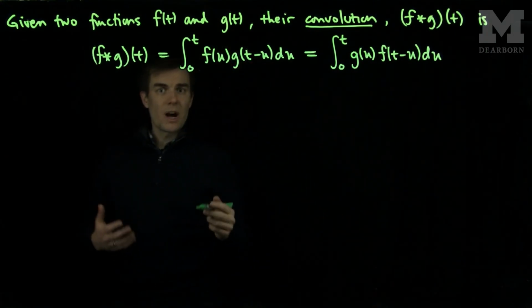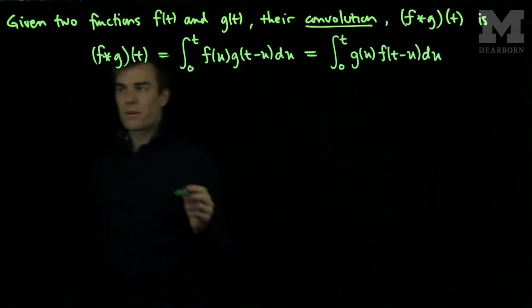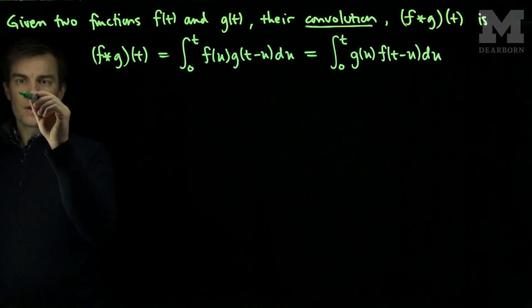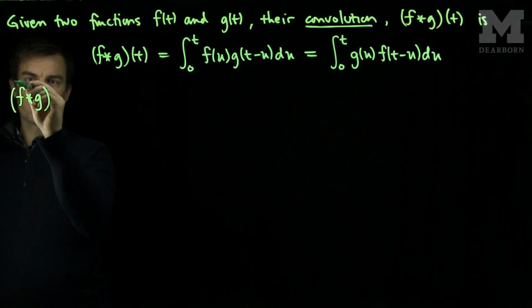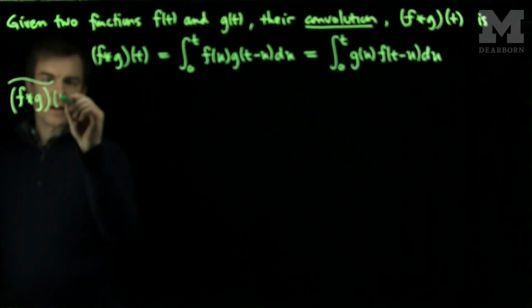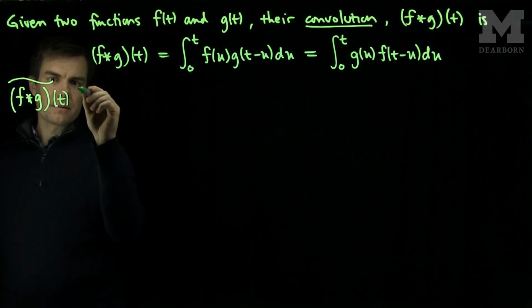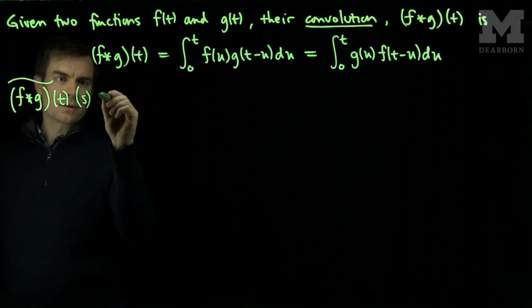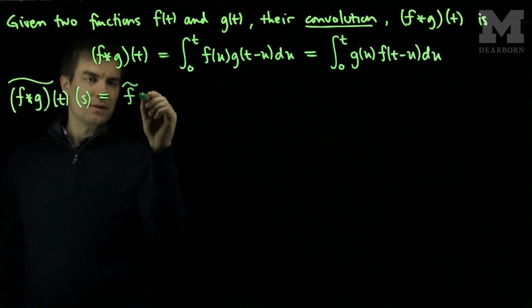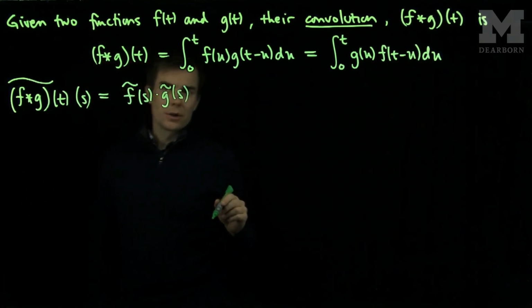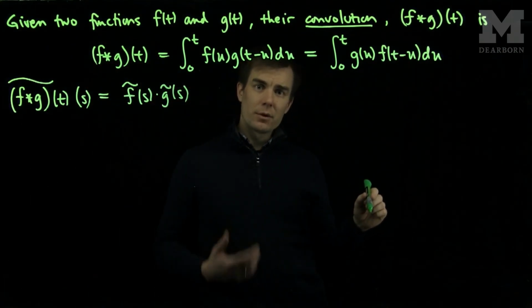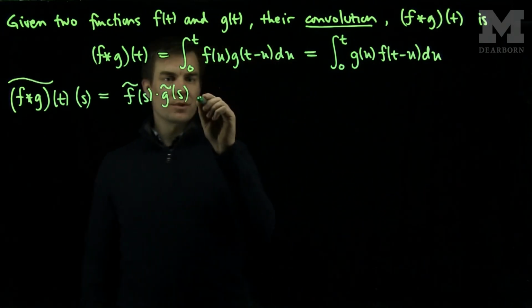Now the fundamental property of convolution and the Laplace transform is the following. The Laplace transform of f star g, the convolution of f and g, in the new variable s will be f tilde of s times g tilde of s. So the Laplace transform of the convolution is the product of Laplace transforms.